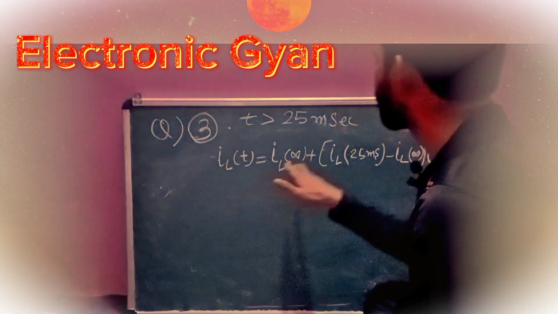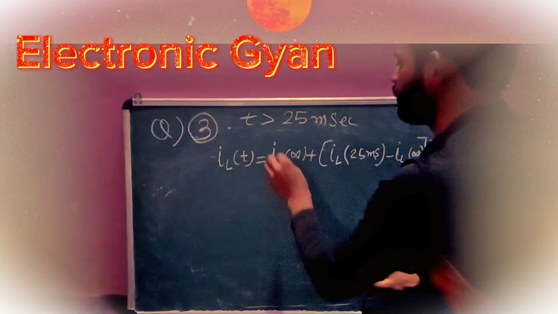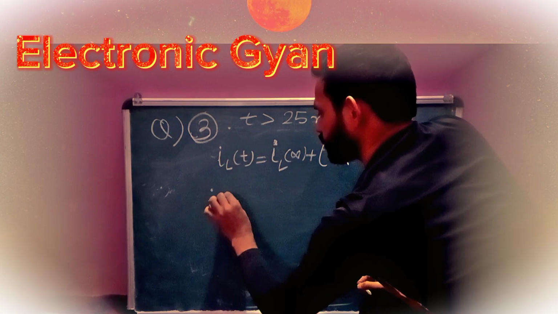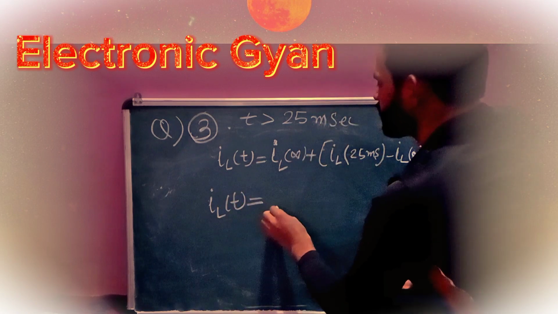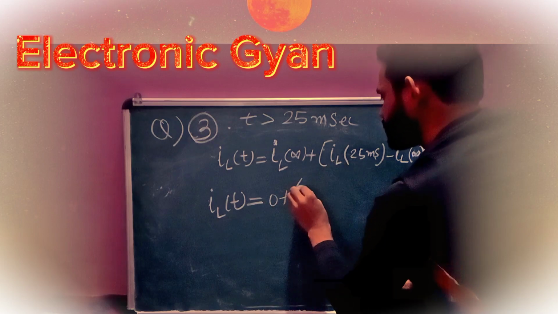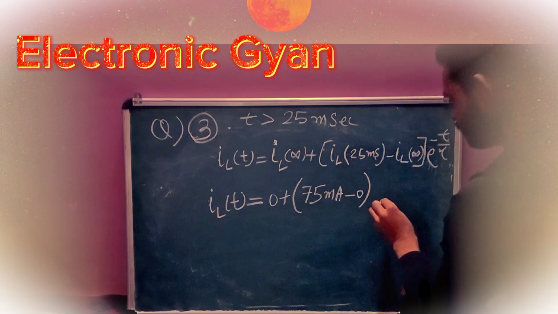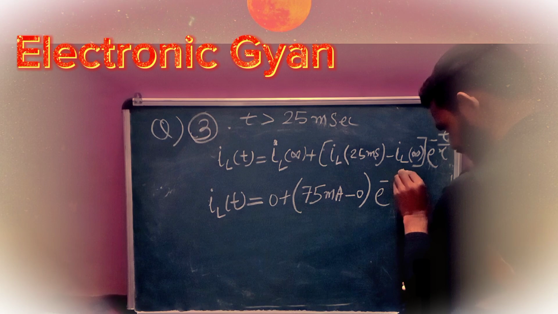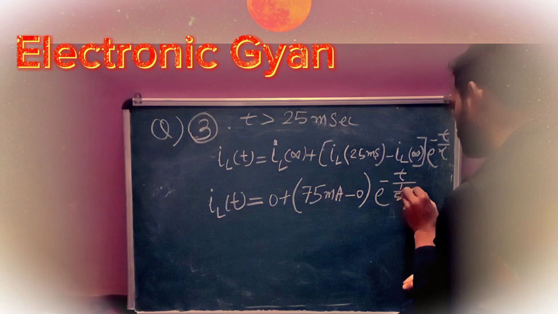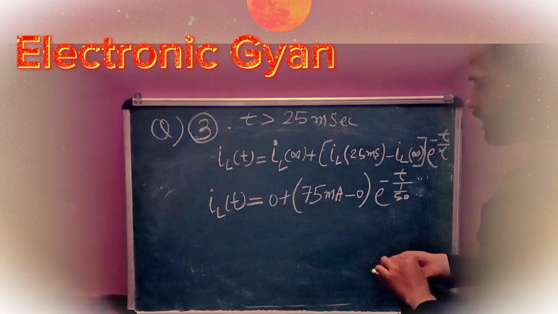Now we are going to put all the known values of current in this expression. So we obtain the current for this duration of time by putting the values: this is 0, plus this is my 75 milliampere, and this is again 0, and e to the power minus t by 150 millisecond. Now see here, just wait.